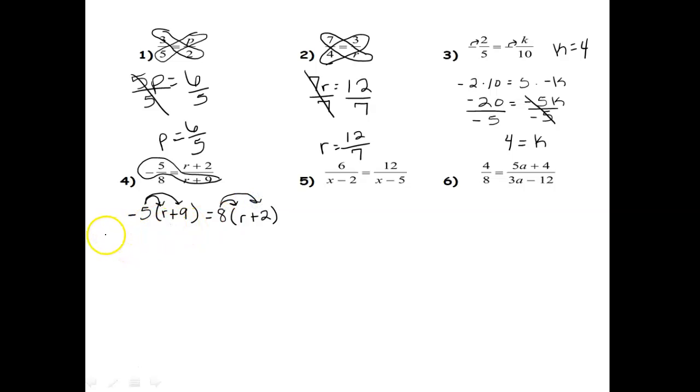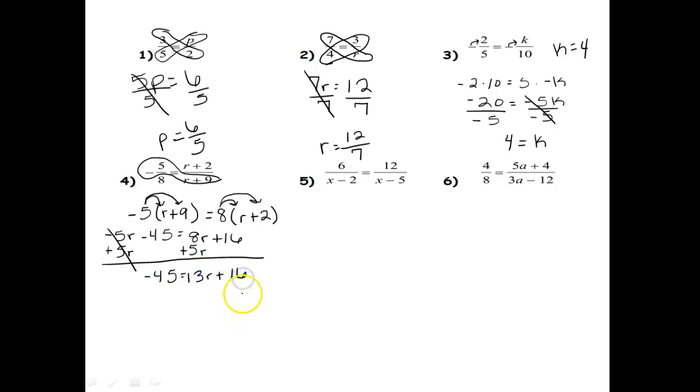Negative 5 times r is negative 5r. Negative 5 times positive 9 is negative 45. 8 times r is 8r. 8 times 2 is positive 16. And then we solve for r. It's up to you what you want to move first. I see a negative 5r over here, so I'm going to add 5r to both sides. So they cancel. So I have negative 45 is equal to 13r plus 16.